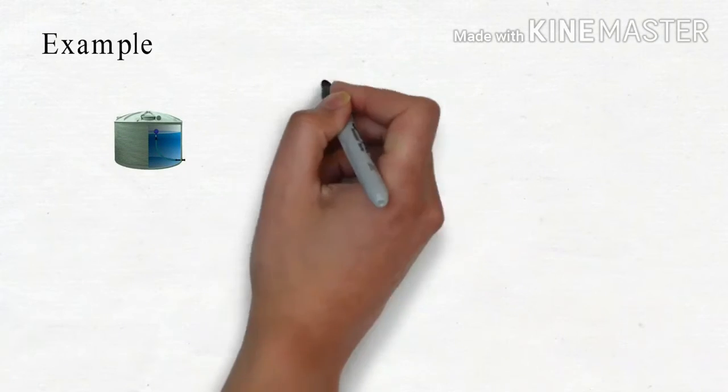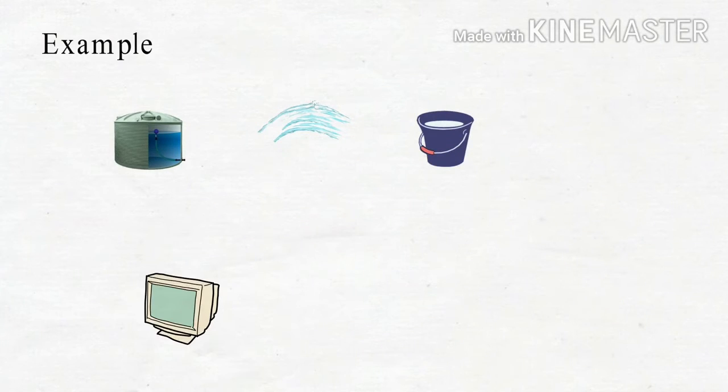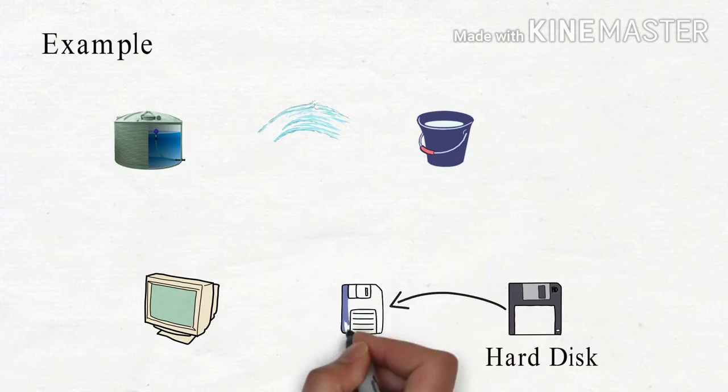For example, when we need to use water, we use buckets, bottles, etc. for it. The same way, the computer stores programs from the hard disk in the RAM to run.